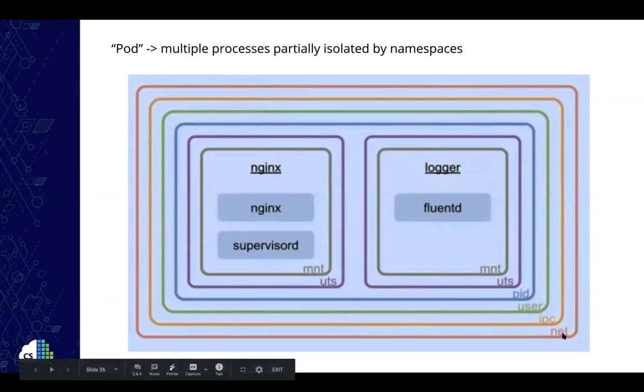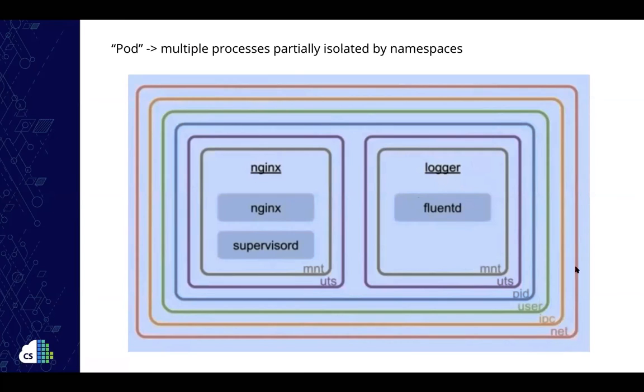And as you can see, the last one is the network namespace. These two containers are in the same network namespace. All the containers in one pod are in the same network namespace, which means they see the same network interfaces, so basically from their perspective, they are touching the same network interfaces.